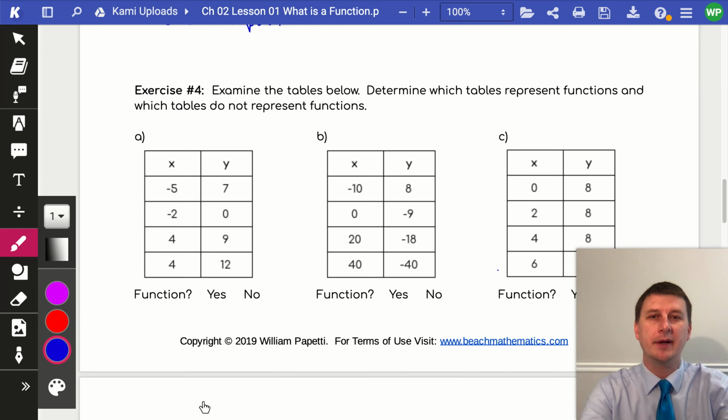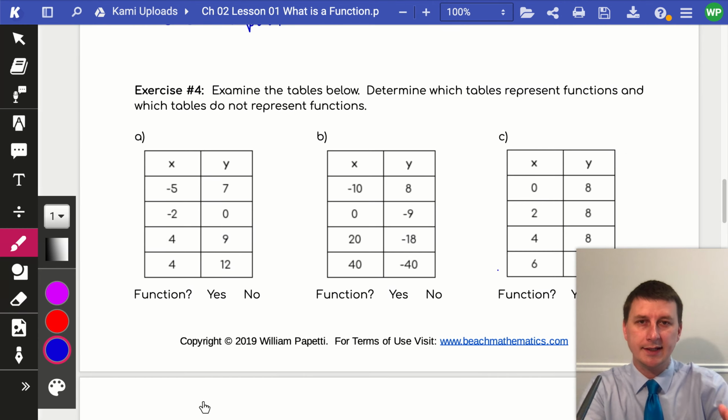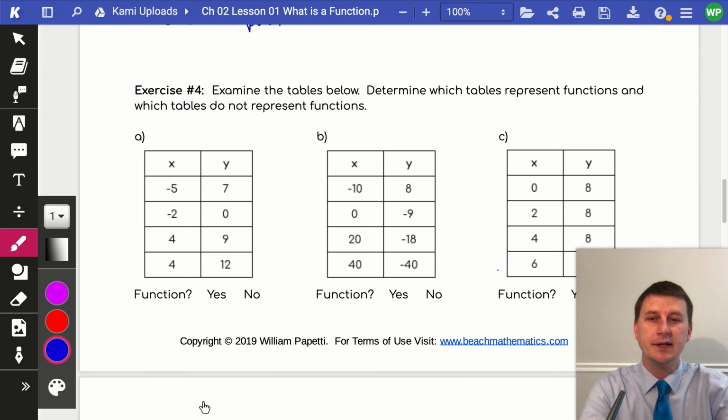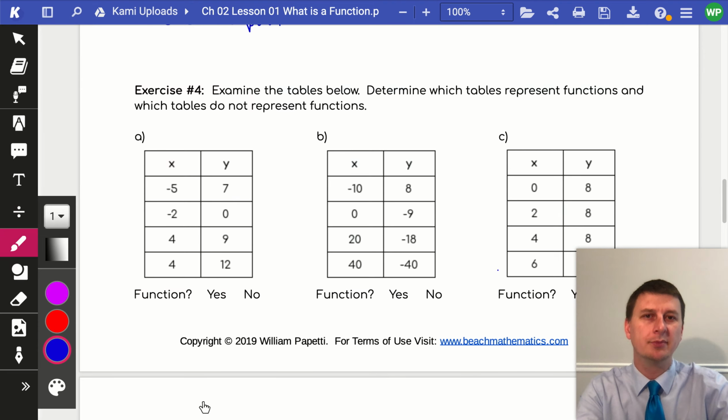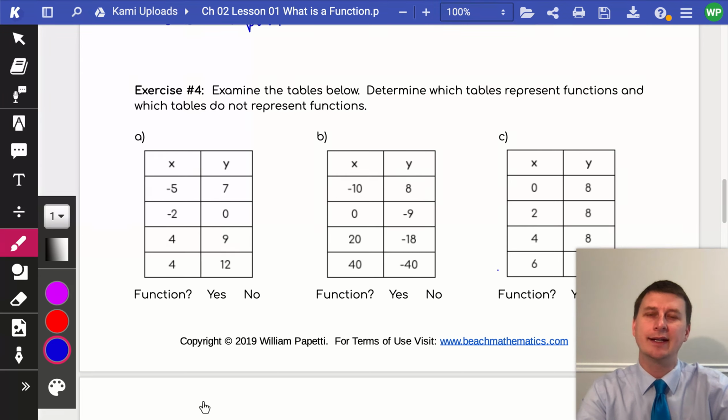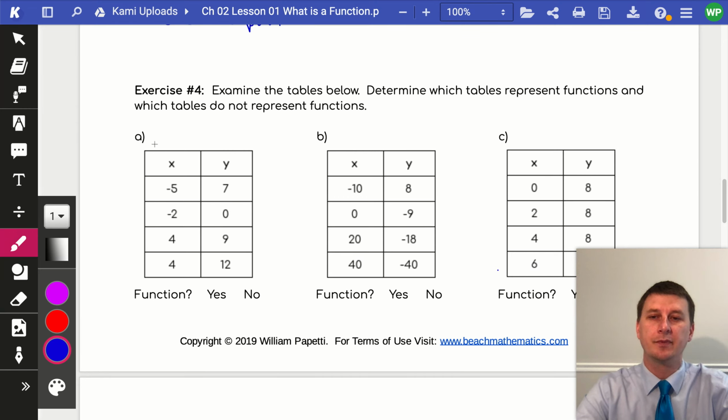So if we remember from exercise number 3, we were looking at a set of points. And very similar to how the set of points worked to determine if it was a function is the same way a table is going to work. We're going to look at each input and see if that input has exactly one output. So let's start with -5. -5 is the input. This x value is our input. Y is our output. So -5 has an output of 7. I don't see any other -5s leading anywhere else, so this is okay.